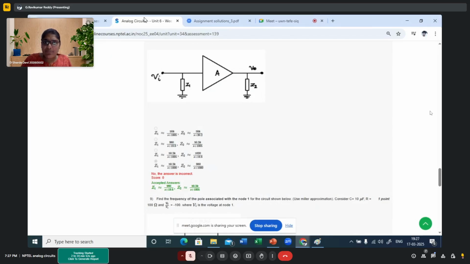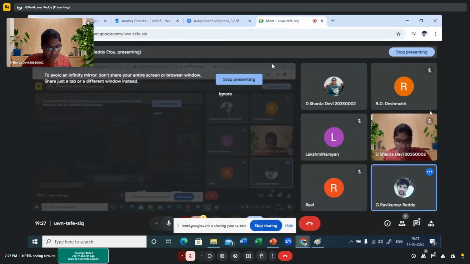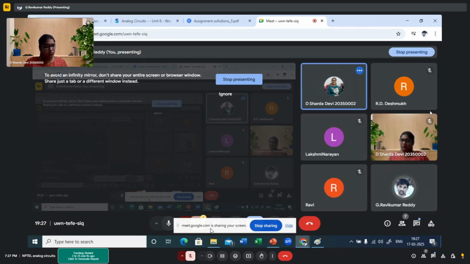The amplifier gain was negative, positive? Positive, madam. Minus 100. Sorry, negative, minus 100, madam. They have given it as minus 100. They have given in the problem V0 by Vi equal to minus 100. C is 10 microfarads and R is 50 ohms. So if it is minus 100.